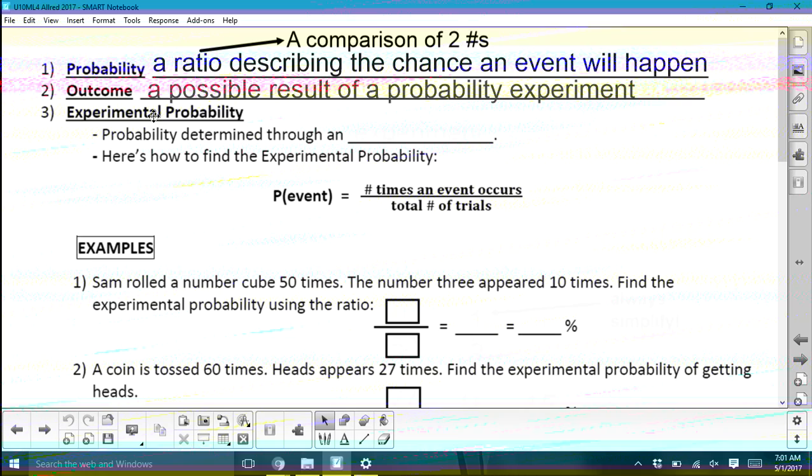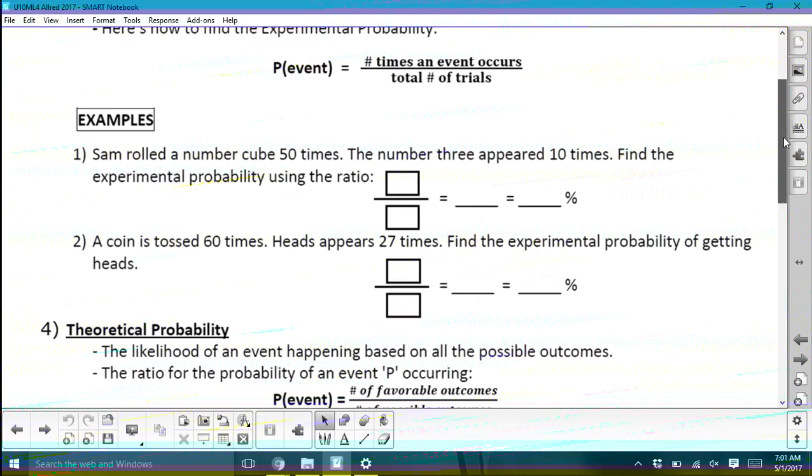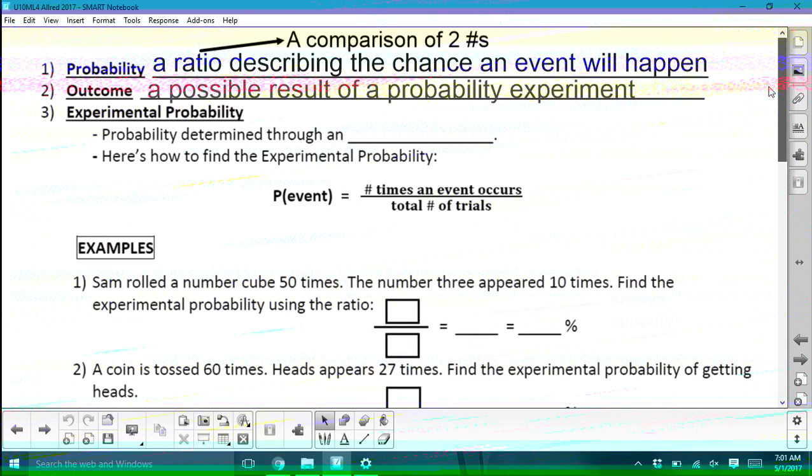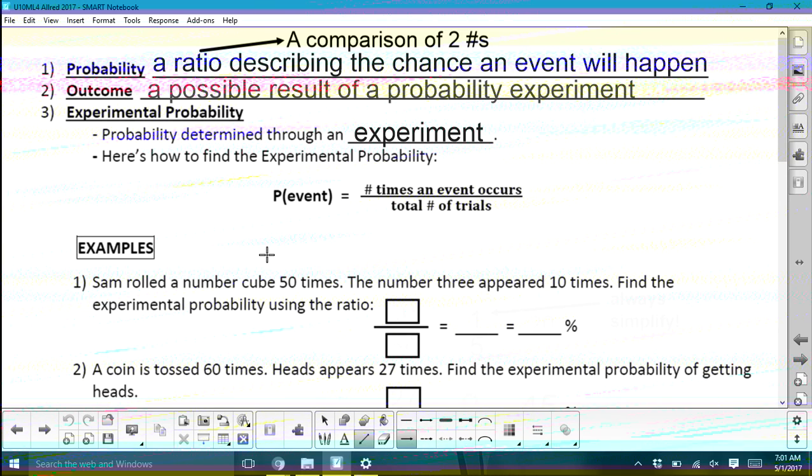We'll talk about two different kinds of probability, experimental probability and theoretical probability. Experimental probability is when you determine probability through an experiment. One specific way to find the probability of an event with experimental probability, we might do this in class, is to take the number of times an event occurs over the total number of trials or attempts. Trial is just a big word for attempts.